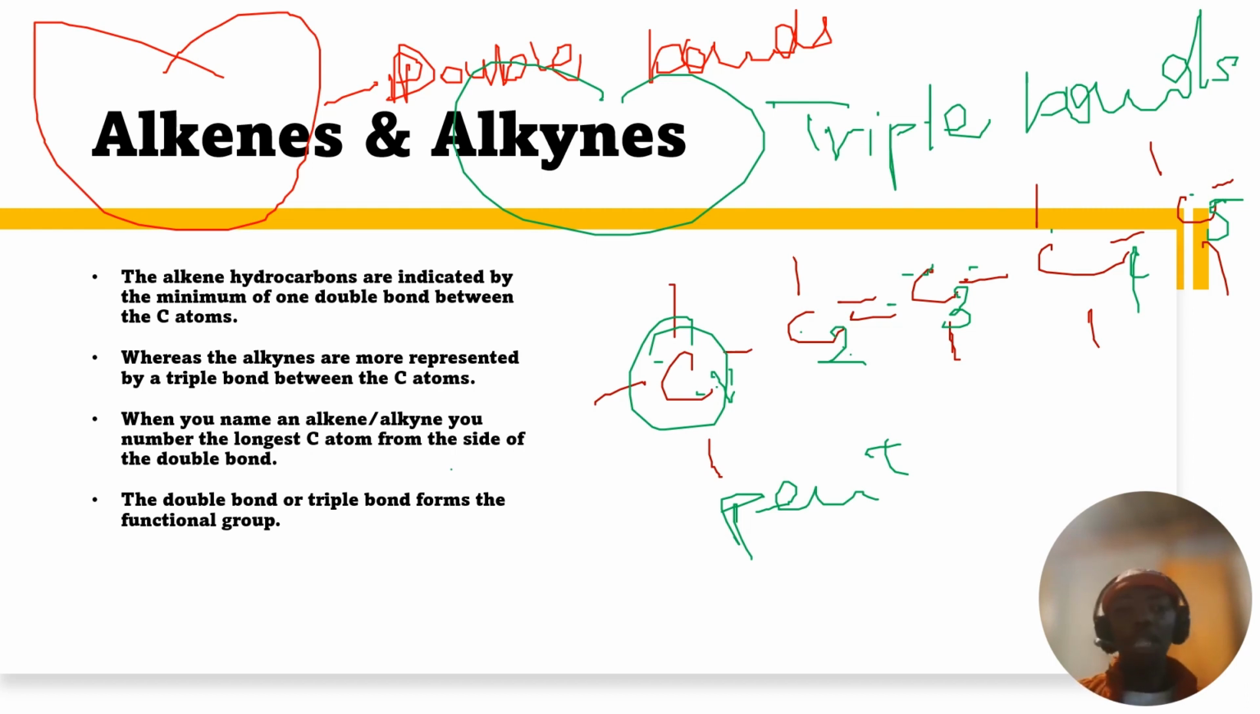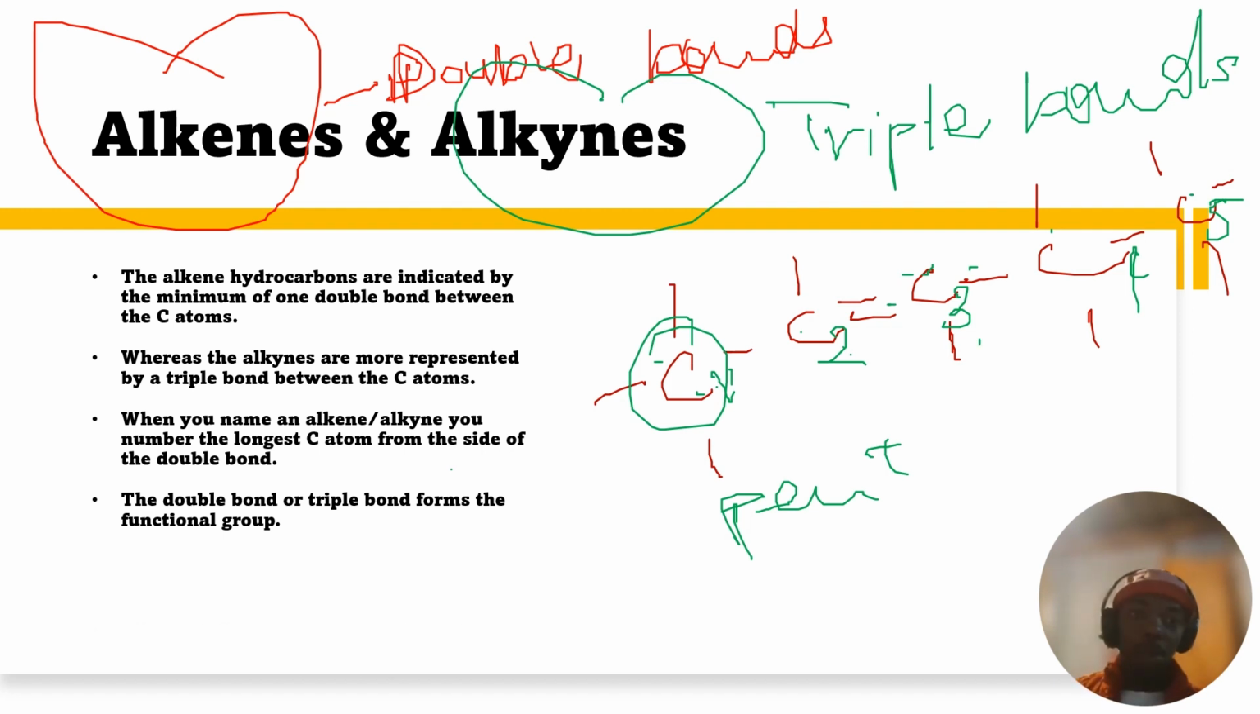As long as you understand that hydrocarbons are what they are, and that you start naming from the carbon closest to the functional group, right? And also you need to understand that these double bonds and triple bonds within these unsaturated hydrocarbons form the functional group of the compound, right? So yeah, guys, that's basically what you need to know.